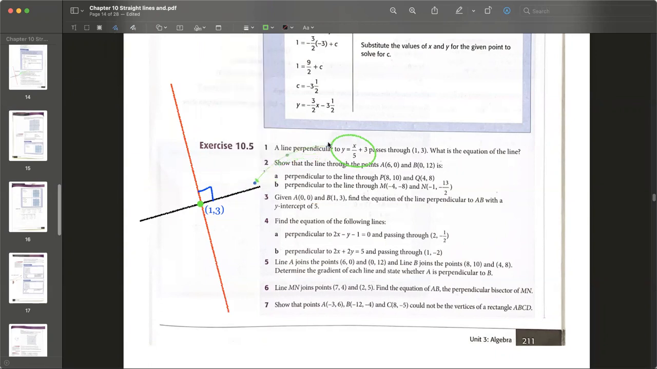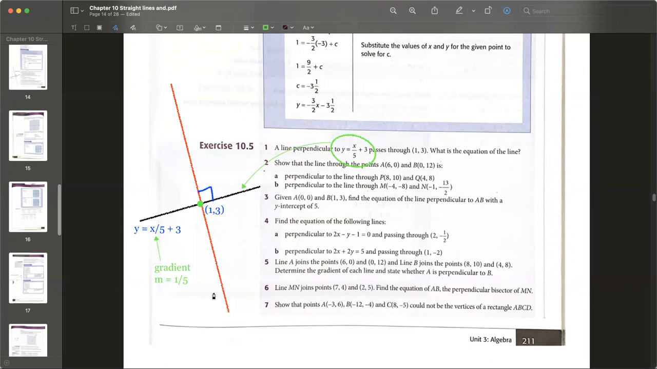So what we need to do is use the formula. This line is y equals x over 5 plus 3. When we are doing perpendicular lines, this 3 doesn't really matter. We're only looking at this. So the gradient for this line is 1 over 5. Gradient is m. If you don't remember, m equals 1 over 5 because 1 over 5 times x is x over 5. So if the gradient for one of the lines is 1 over 5, we need to find the gradient of the other line first.